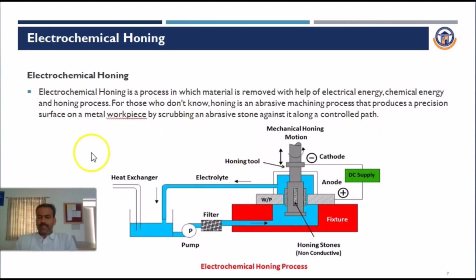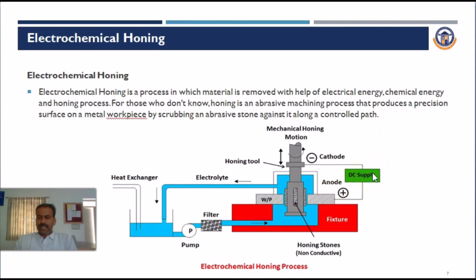You see, this is the entire setup of the electrochemical honing process. All the fixtures, the electrolyte tank, a filter, and a shut-off from the tank, and then the electrolyte goes to the workpiece environment. This is the workpiece. The bottom one is the electrolyte, and those are the honing stones, which are kept in the honing tool with the holder. The negative terminal is connected to the cathode. The positive terminal is connected to the anode.